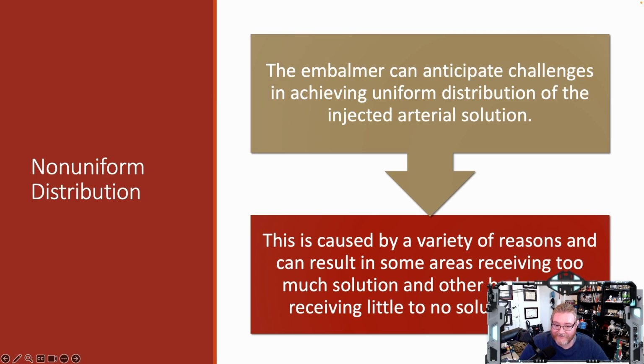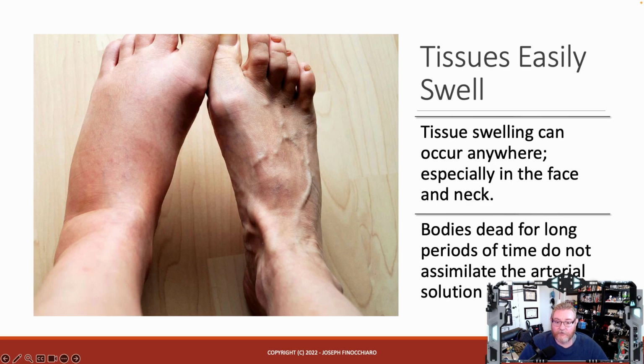The embalmer can anticipate challenges in achieving uniform distribution of the injected arterial solution. This is caused by a variety of reasons and can result in some areas receiving too much solution and other body areas receiving little to no solution at all. Tissue swelling can occur anywhere, especially in the face and neck. Bodies dead for long periods of time do not assimilate the arterial solution well.